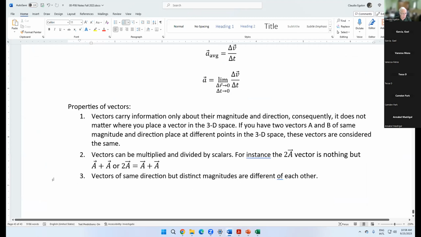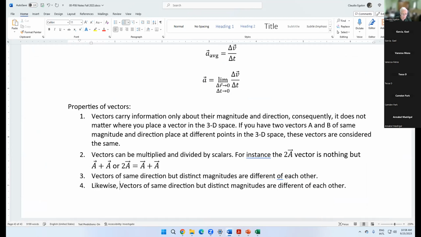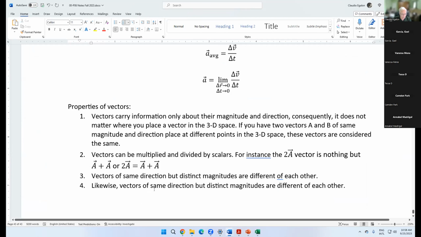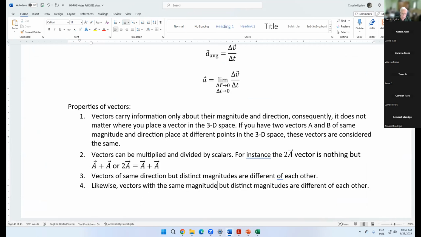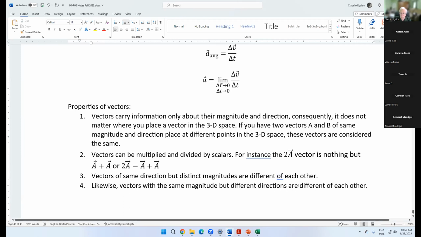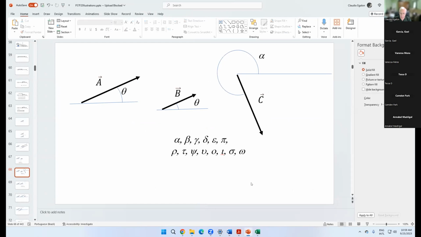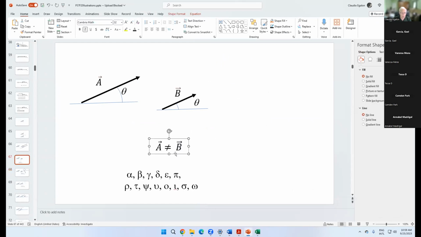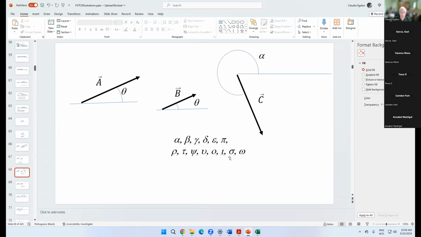Likewise, vectors with the same magnitude but different directions are also different from each other. Okay. Going back here, right? If you had A different from B, we also have that A is different from C.